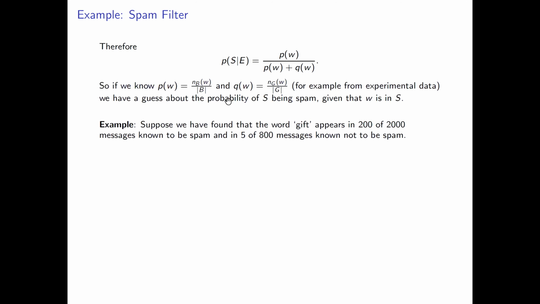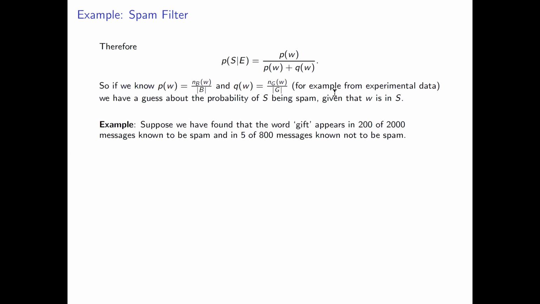Right, and so again, this is just sort of repeating what I just said. So assuming we know these two functions, for example, you would have a good guess of these functions from some experimental data that you've collected on the internet. We would have a good guess about the probability that our email is spam, given that W is in the message.